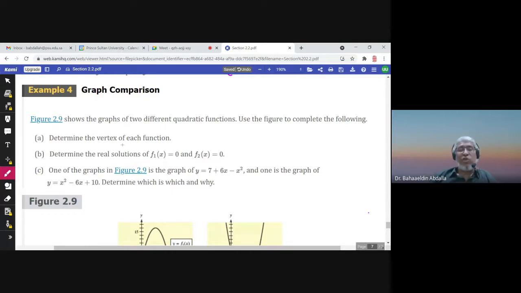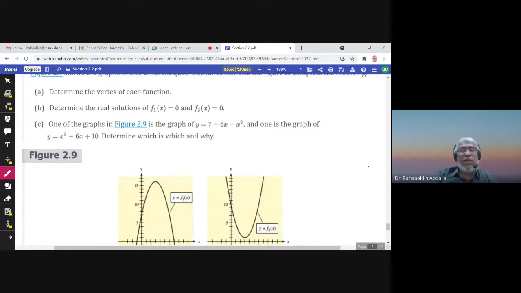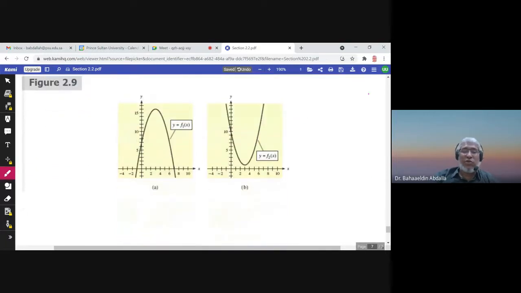This figure shows the graphs of two different quadratic functions, this one and this one. Use the figure to complete the following. Determine the vertex of each function. Okay. The vertex here, this is part A. Okay, this is the vertex. It's 3 and 16. Here the vertex is 3 and 1. All right.